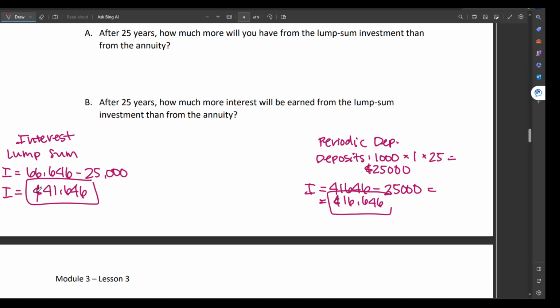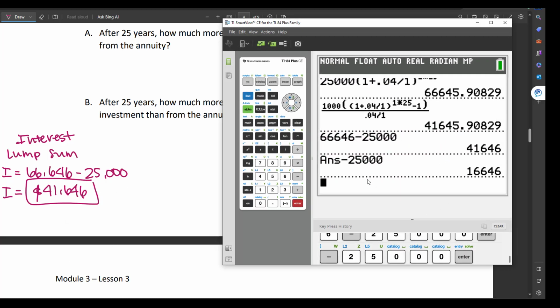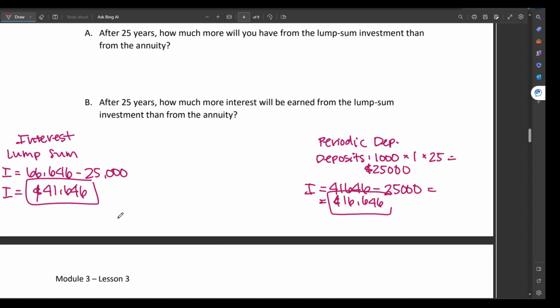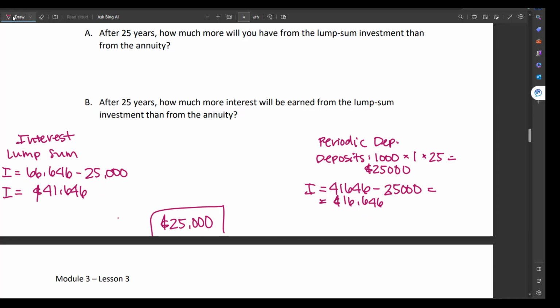So how much did we save? We're going to take 41,646 and subtract 16,646. We have earned $25,000 more in interest. So actually, these do not need to be boxed in. And let me put 41,646 minus 16,646. I keep writing 4. That gives us 25,000.